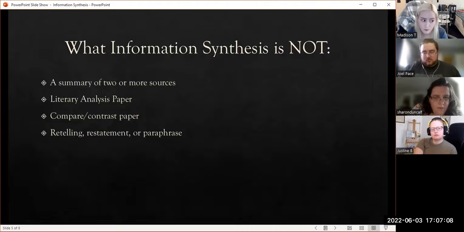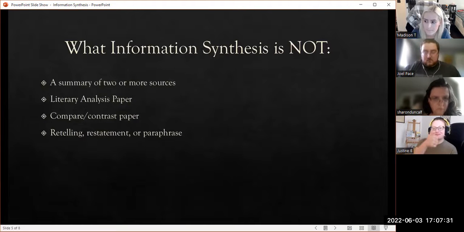And while you do use retelling, restatement, and paraphrasing, that's not the full picture, because like I said earlier, you want to insert yourself into the conversation and make assertions and conclusions, and maybe make a claim that something's working or something isn't, or there's more research that needs to be done on the topic.